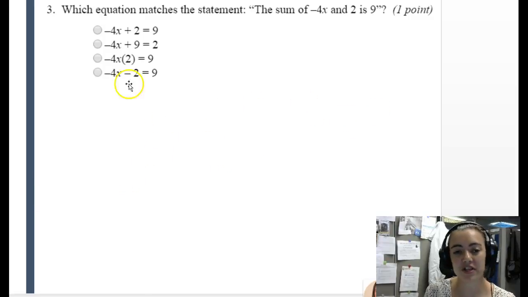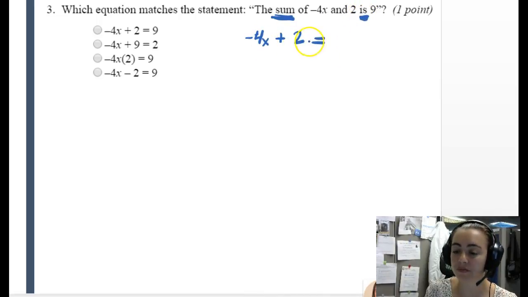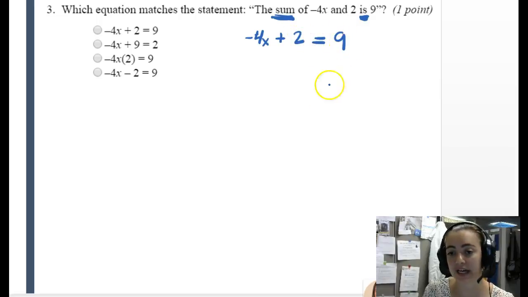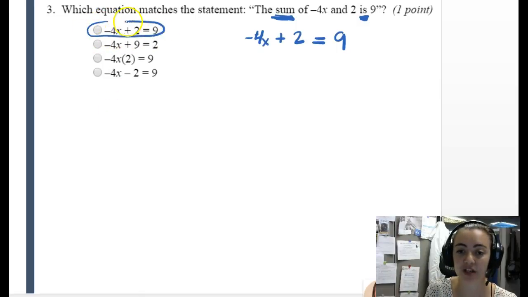The next question is question 3. That one says, which equation matches the statement, the sum of negative 4x and 2 is 9. So remember that sum represents addition. So this is saying the addition of negative 4x and 2. So you're adding negative 4x and 2, and that is the same, it's equal, so that equals 9. So this is the equation. Let's see if that matches any of these. Looks like it matches that first option here.